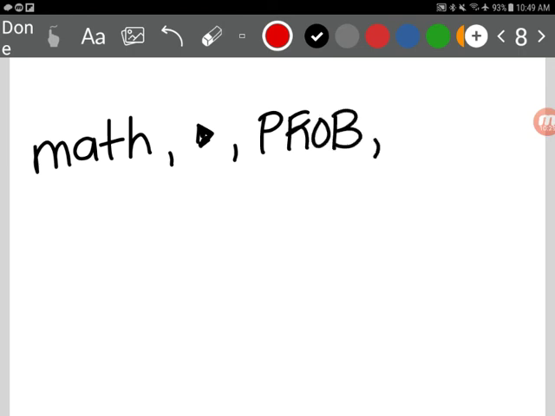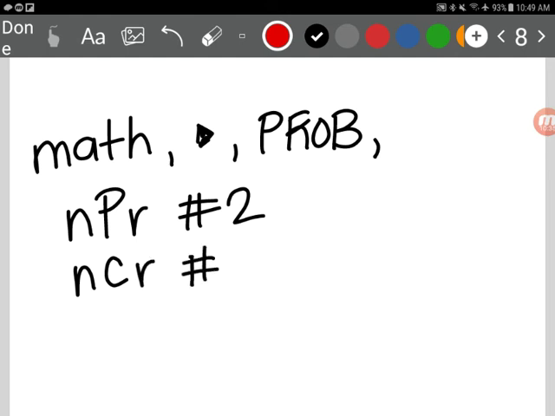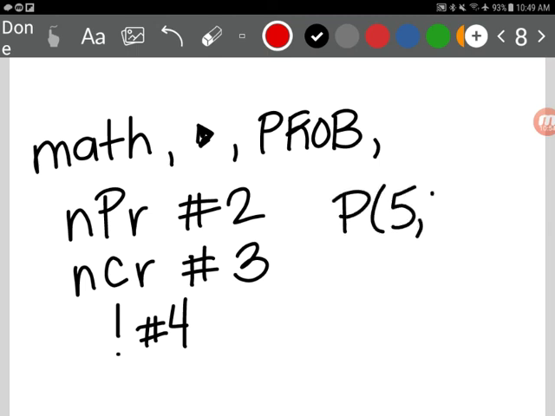PROB. And then on there, you will see nPr, which is number 2. You will see nCr, which is number 3. And you will see an exclamation point, which is your factorial, which is number 4 on your button. So for instance, I want to do 5P2 again. I would say 5 on my graphic calculator, math, move it to PROB, press number 2, and then I would type in the number 2 after that and then enter, and it will give me my answer, which is 20.